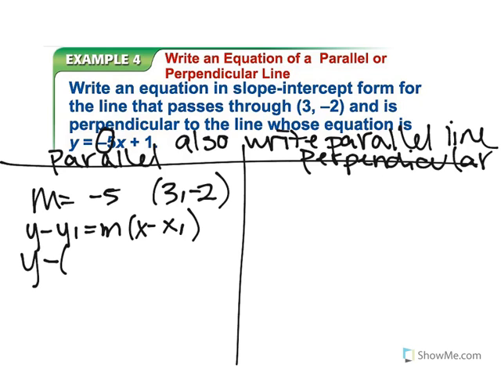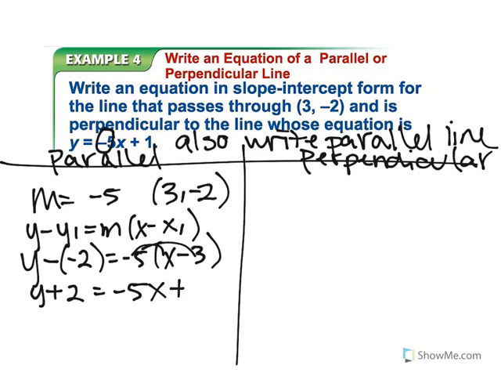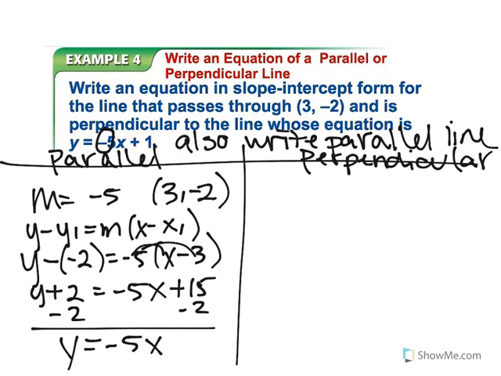y minus -2, which is my y value, is equal to -5 times x minus 3. Okay, now we're going to convert it to slope-intercept form. This becomes y plus 2 is equal to -5x plus 15. Subtract 2 from both sides, and we get an equation of y equals -5x plus 13. So this would be the parallel line.